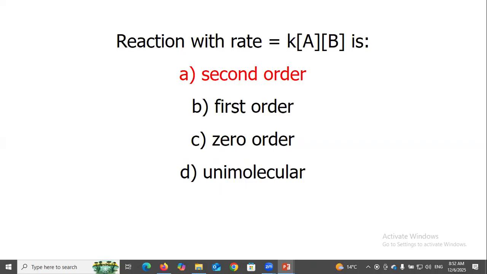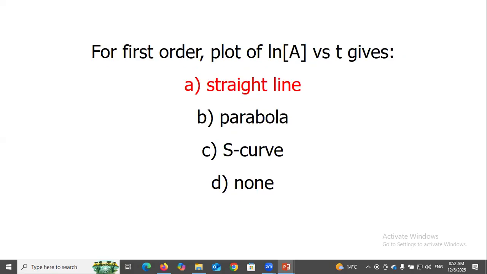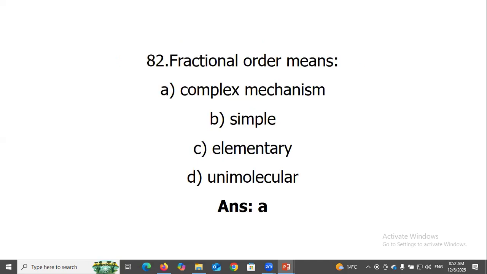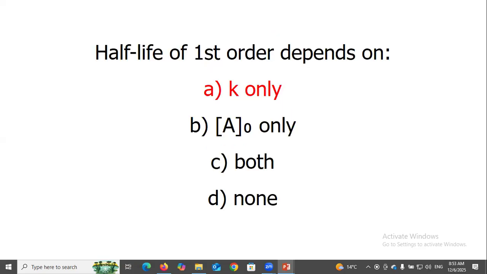Reaction with rate K A B is second order. Unimolecular reaction has molecularity 1. The first order plot of ln A versus t gives straight line. Fractional order means complex mechanism. Reaction rate equal to K gives 0 order. Half-life of first order depends on K only.